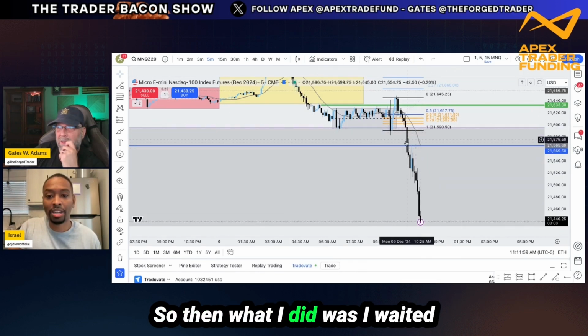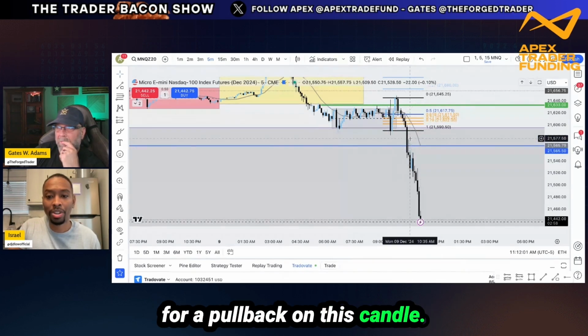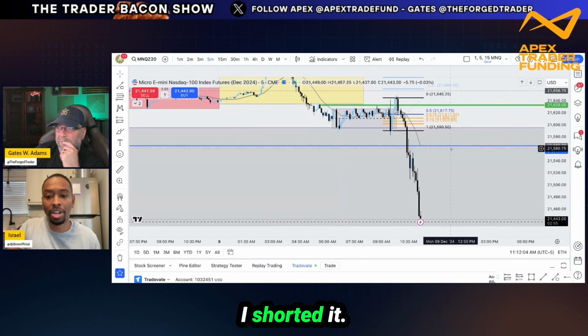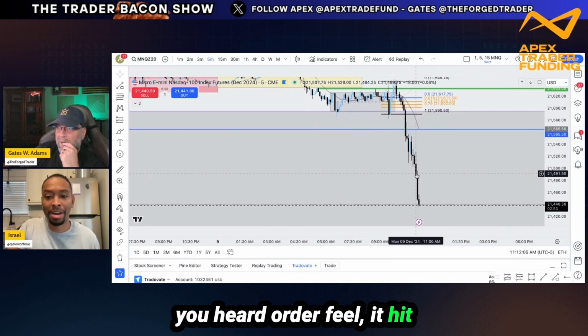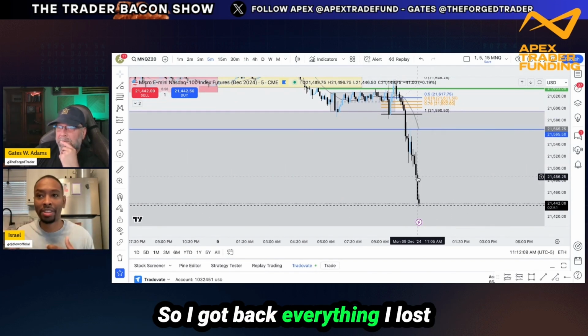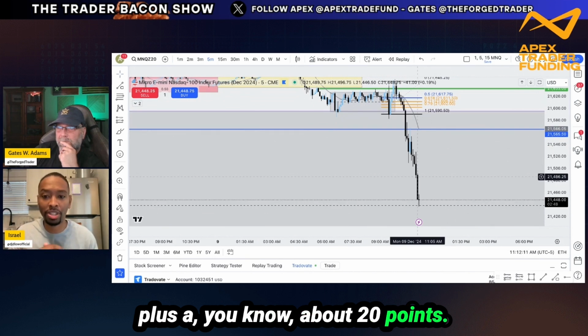So then what I did was I waited for a pullback on this candle. About 50% of this candle, I shorted it. And just a while ago, when you heard order fill, it hit my take profit down here. So I got back everything I lost plus about 20 points.